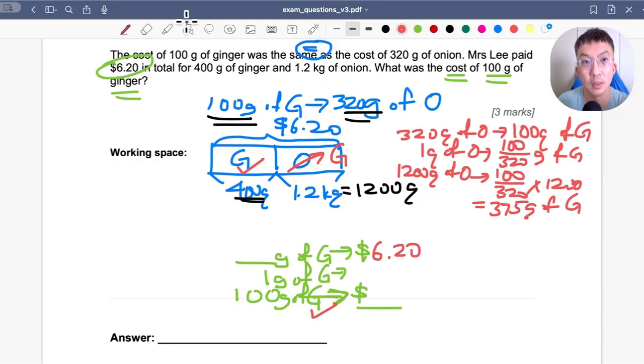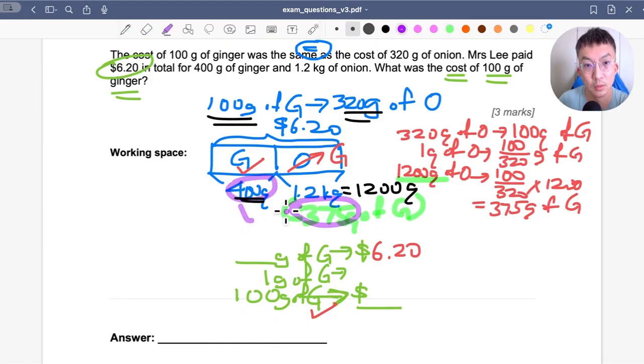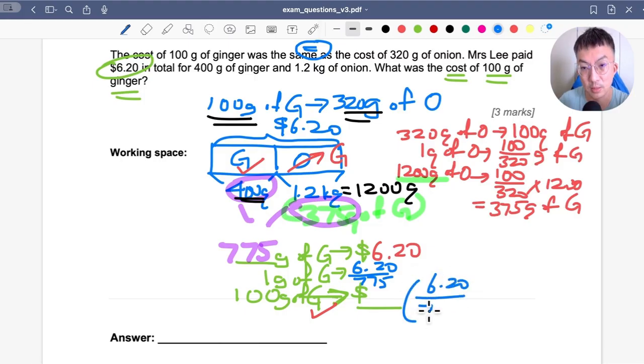So, with this in mind, you'll know that this 1,200 grams of onion is actually 375 grams of ginger. And when you add them together, you'll get 775 grams of ginger. And you'll get 620 divided by 775. Okay? And then the step here will be 620 divided by 775 times 100. And your answer will be 80 cents. And that is the answer.